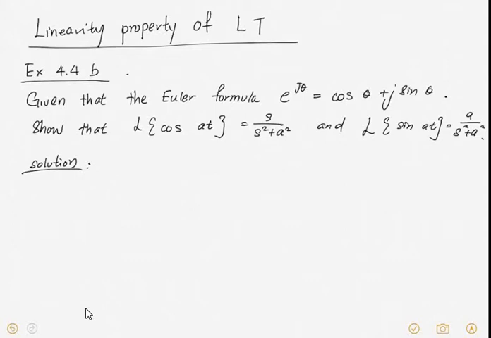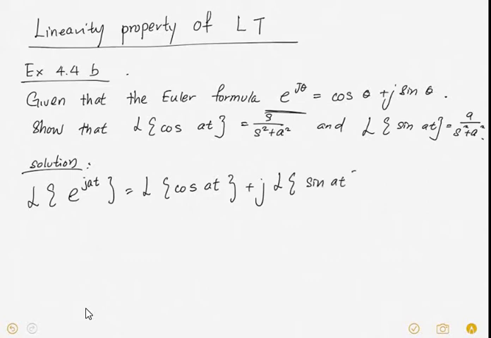Okay, first of all, how to do? You have the Laplace transform of the exponential, right? Because based on the Euler formula, the Laplace transform of e to the jat is equal to the Laplace transform of cos at plus j times the Laplace transform of sin at. Okay? This is from the Euler formula.